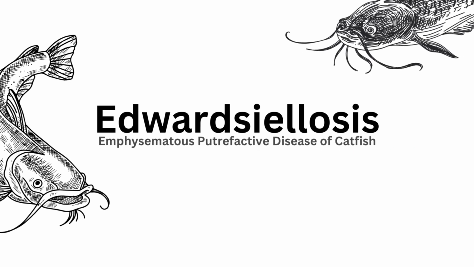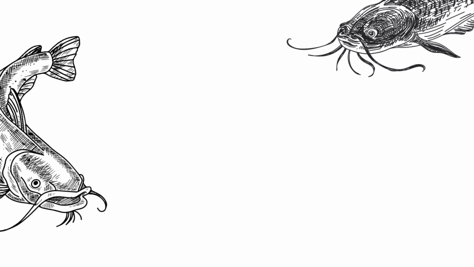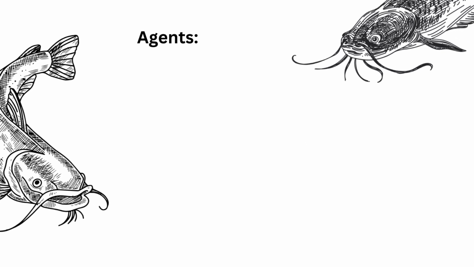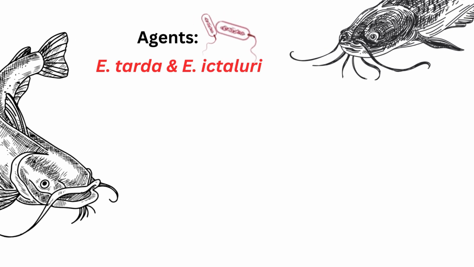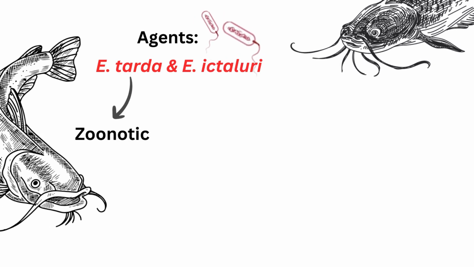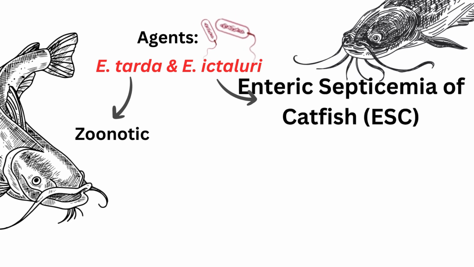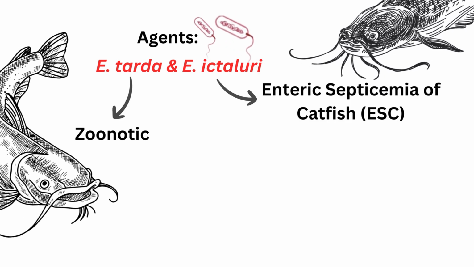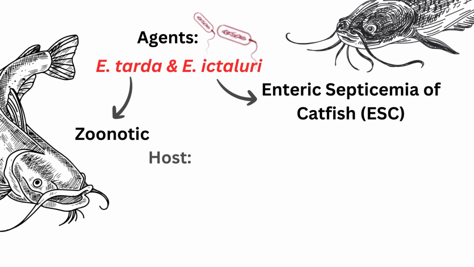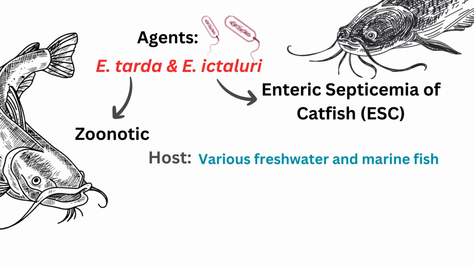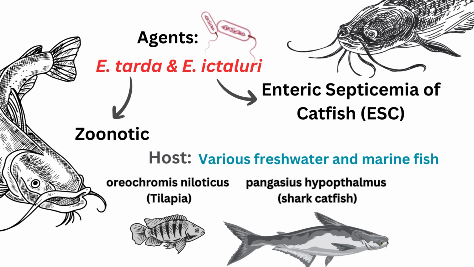Edwardsiellosis, emphysematous putrefactive disease of catfish. Edwardsiellosis is a disease caused by gram-negative rod bacteria, Edwardsiella species. Edwardsiella tarda is a species that is transmissible to humans. Meanwhile, Edwardsiella ictaluri is the one that can cause enteric septicemia of catfish, or ESC. Edwardsiella species can affect a various range of freshwater and marine fish, including Oreochromis niloticus, Pangasius hypophthalmus, and eels.